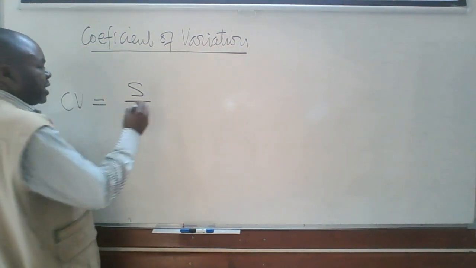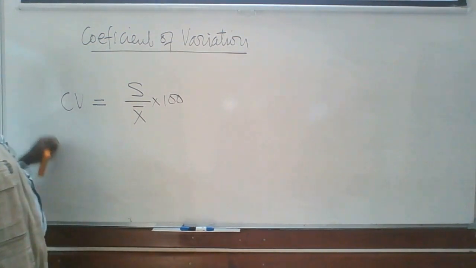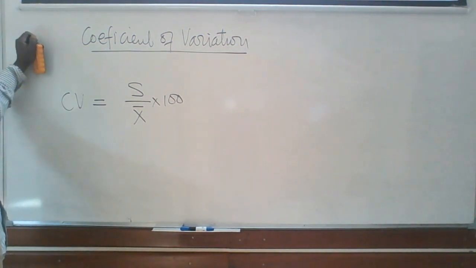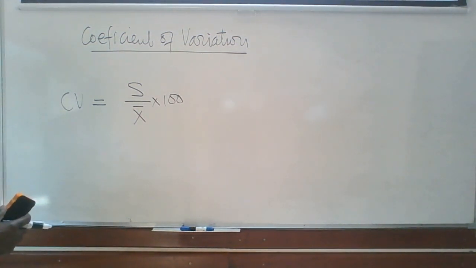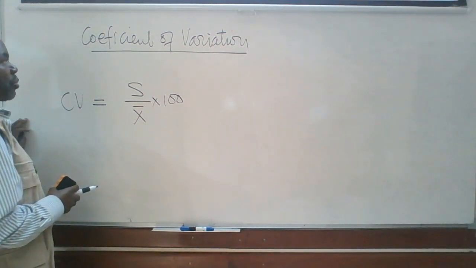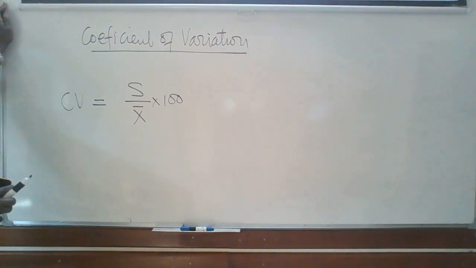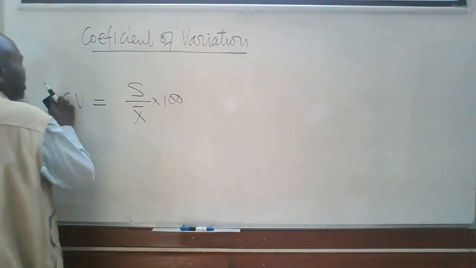Sometimes it's given in percentage form. You can multiply by 100, because in a lot of cases, standard deviation is always smaller than the mean. So we are done with the measures of variation. I want now to talk about the data itself.